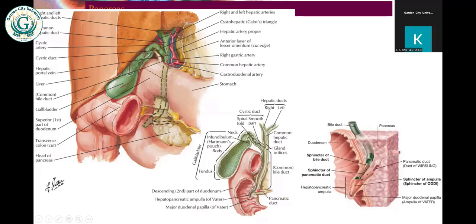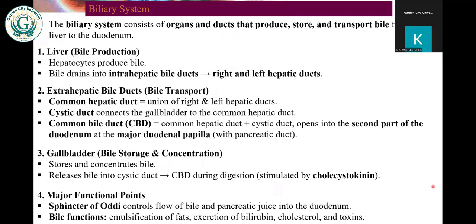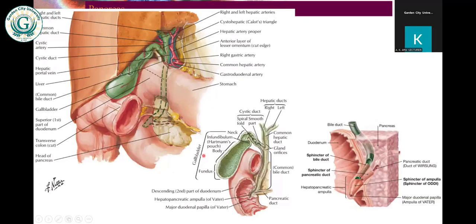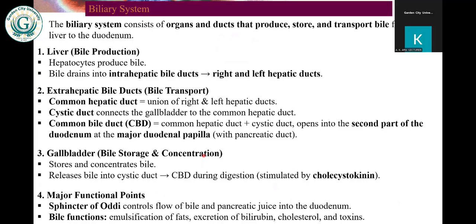There is a smooth muscle at the hepatopancreatic ampulla. We call it the sphincter of the hepatopancreatic ampulla, or the sphincter of ampulla, or the sphincter of Oddi. So this smooth muscle is going to control the release of bile and pancreatic juice into the duodenum. So everything that I've said is here. Okay, so that is that.